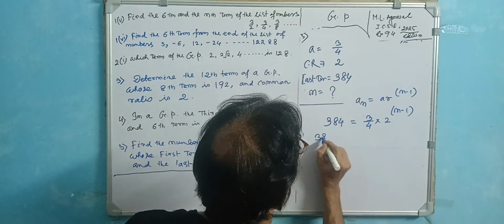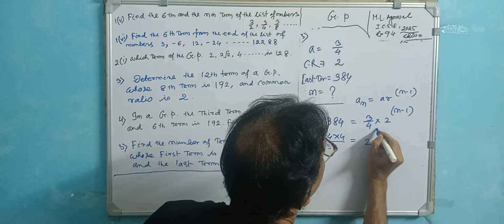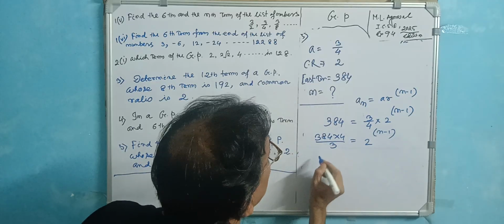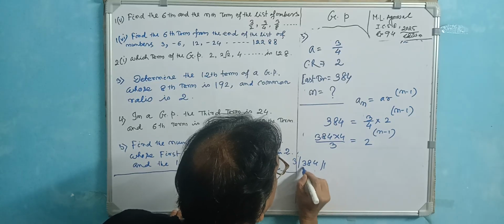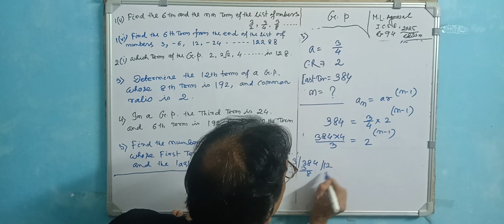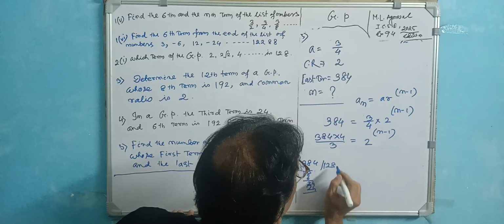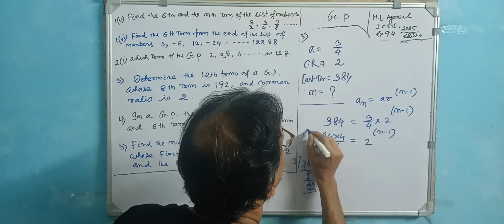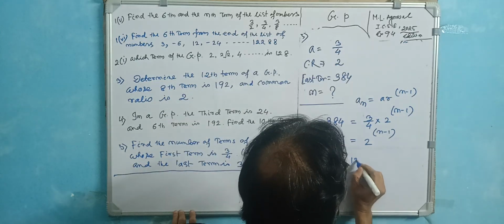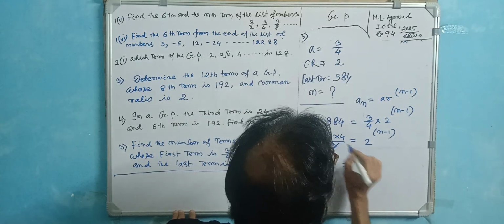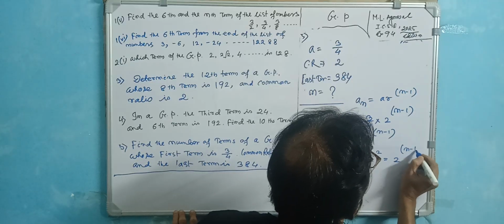So here 384 into 4 by 3 is equal to 2 to the power n minus 1. You just divide 384: 3 ones are 3, 8; 3 twos are 6, 24. This is 3, so this is 128. So here 128 into 4, which means 2 square, is equal to 2 to the power n minus 1.